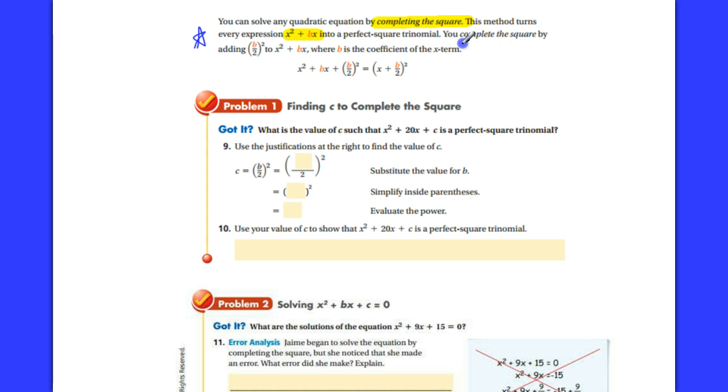You complete the square, I'm right here now, by adding this value, b divided by 2 squared. You add that value to that part, x squared plus bx, where b is the coefficient of the x term, just like it's always been. It's always been ax squared plus bx plus c. However, in this case, we don't have a c, and a in all of these cases are equal to 1. Well, if we add that term to x squared plus bx, we actually have a perfect trinomial square.